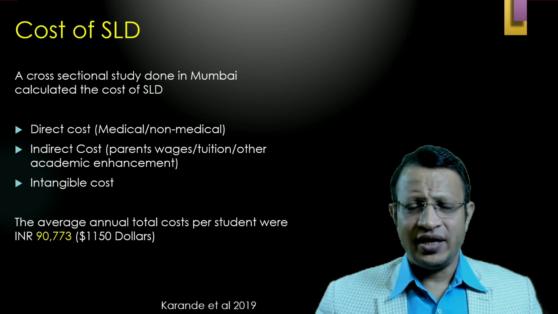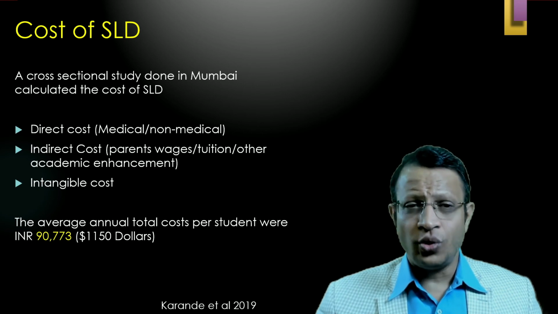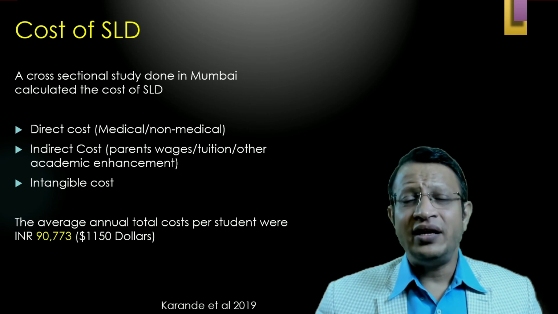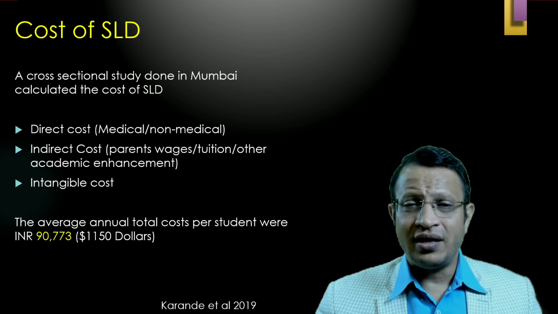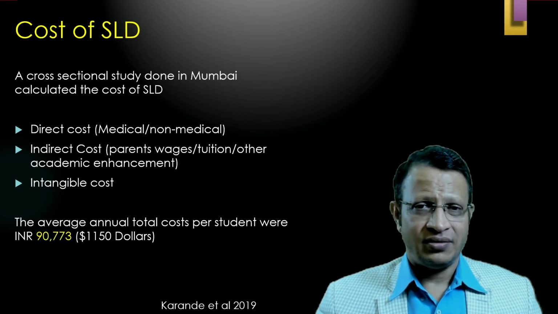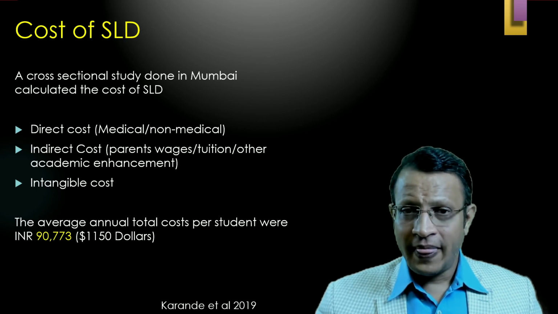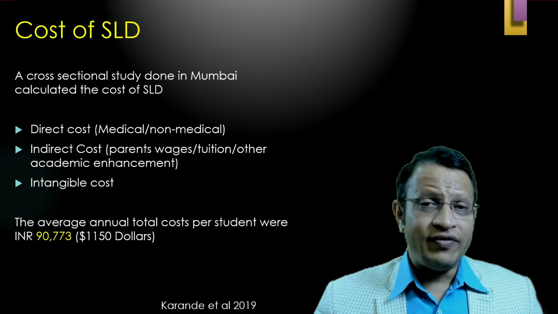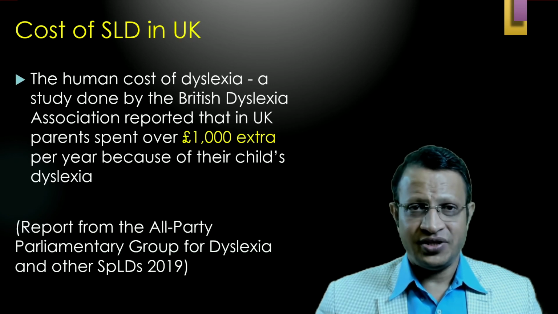The results of the study were stunning. The parents reported, and the analysis also showed, that per child, the cost per annum is 90,000 rupees, and in dollars, it is $1,150. It is not a small amount for the Indian population. That means a child not only has to go to school, and parents not only have to pay the child's school fees, now they have to spend 90,000 per year for SLD remedial measures.